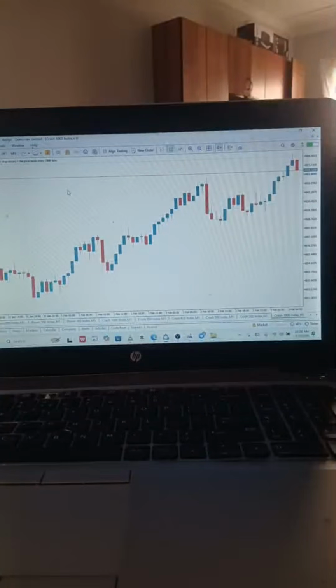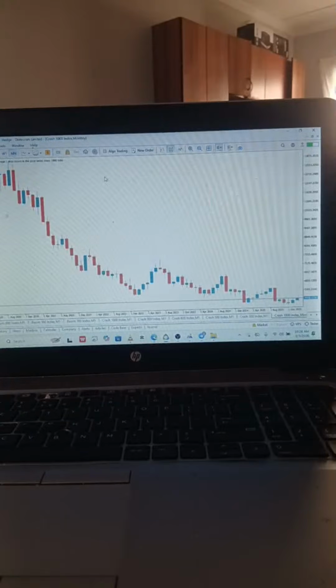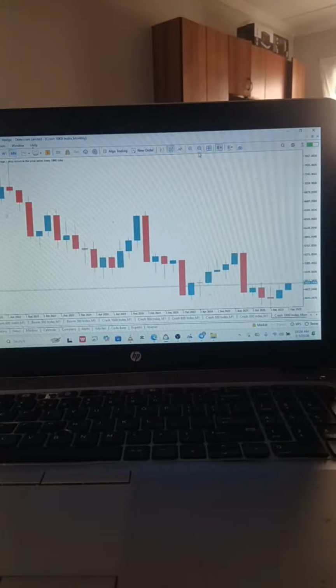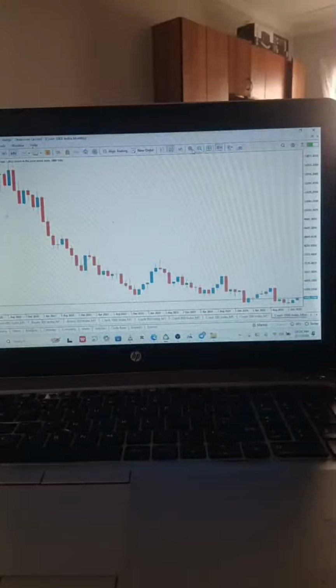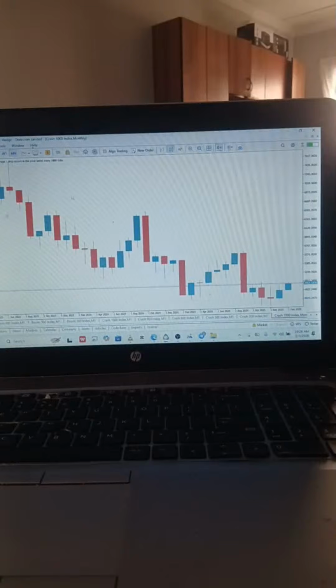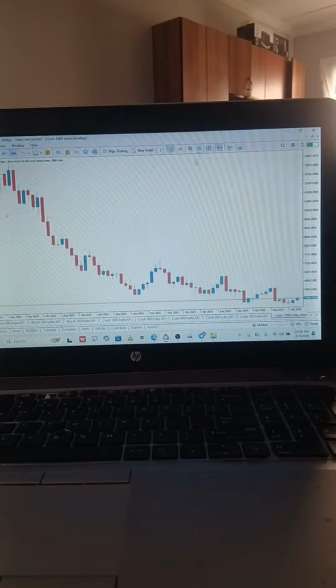Okay, let's do our analysis from the monthly. Overall, from the monthly, what you can mostly get is the overall trend direction. So what we can see in Crash 1000 is that for a very, very long time, this market has been moving down. It started moving down in 2020. So price has been moving down.